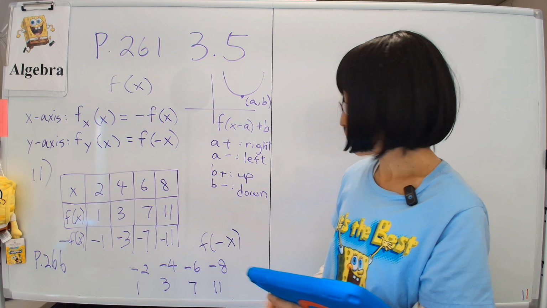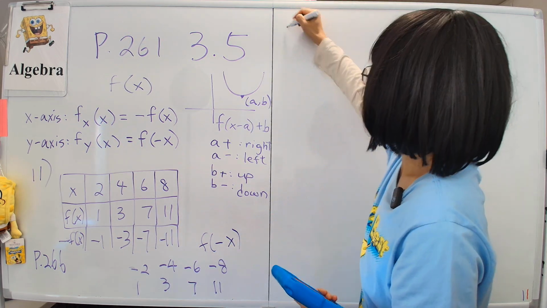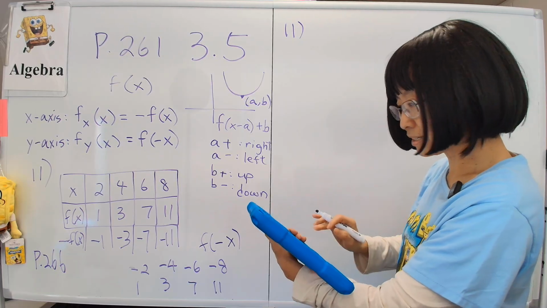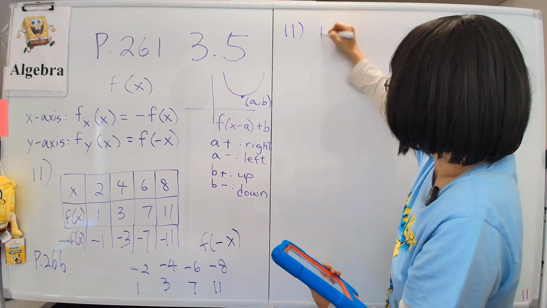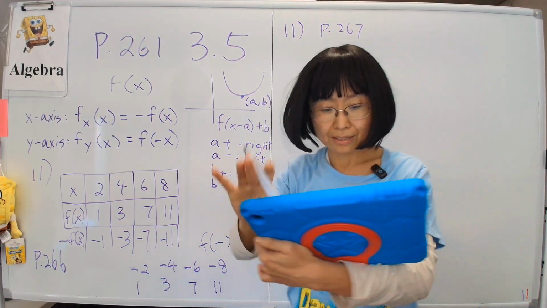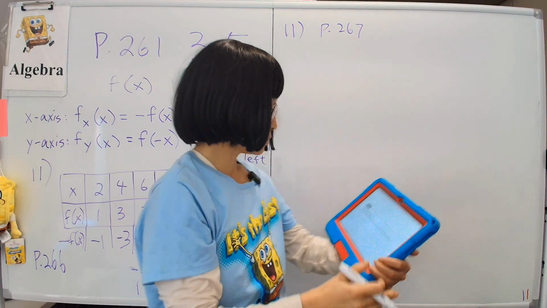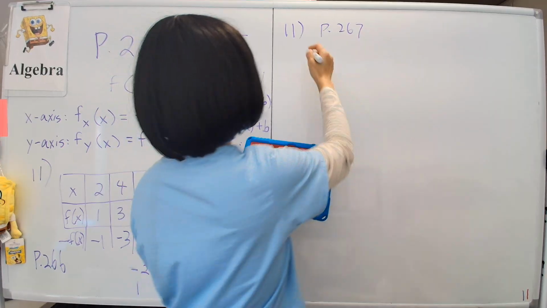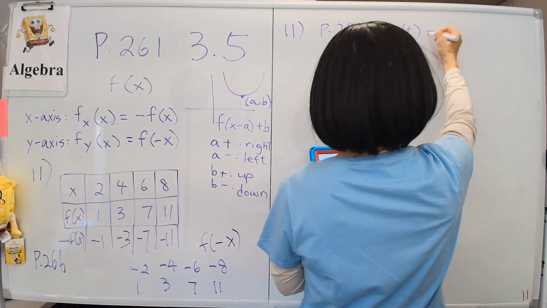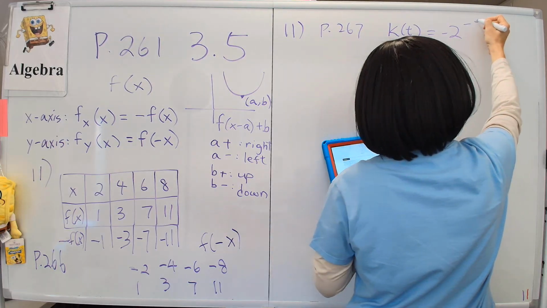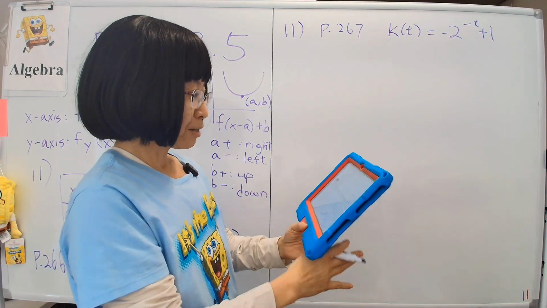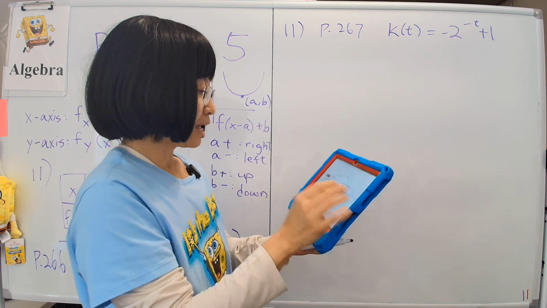So next, let's look at example 11 on the following page. No, same page. I'm still on page 267. And then let's look at this thing. It has a specific formula. I'll copy it down here, where k of t equals negative 2 to the power minus t, and then plus 1. Now, if k of t is that thing, what are we doing here? We are supposed to plot this thing.